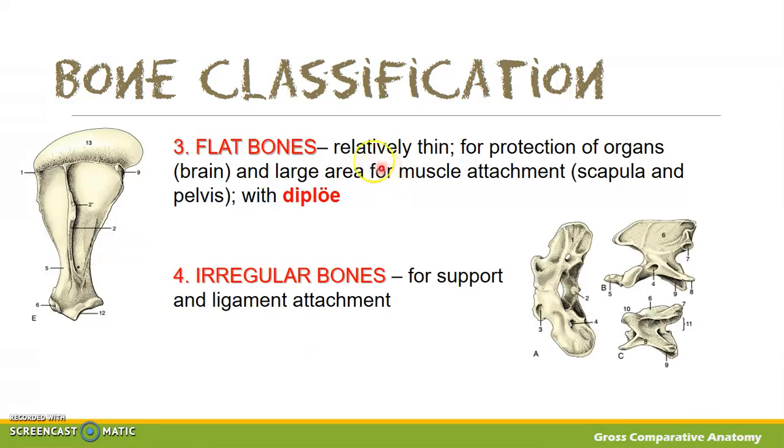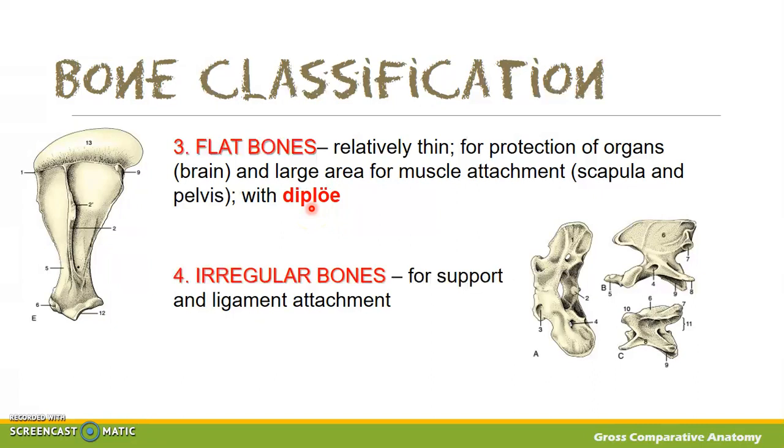Flat bones are relatively thin, so they are neither long nor short. And the general function is for the protection of organs, as in the case of the brain for the skull. And take note that the skull is composed of several flat bones. They also provide a large area for muscle attachment, as in the case of the scapula and pelvis. And in contrast to the long bones, they have diploe instead of the bone marrow.